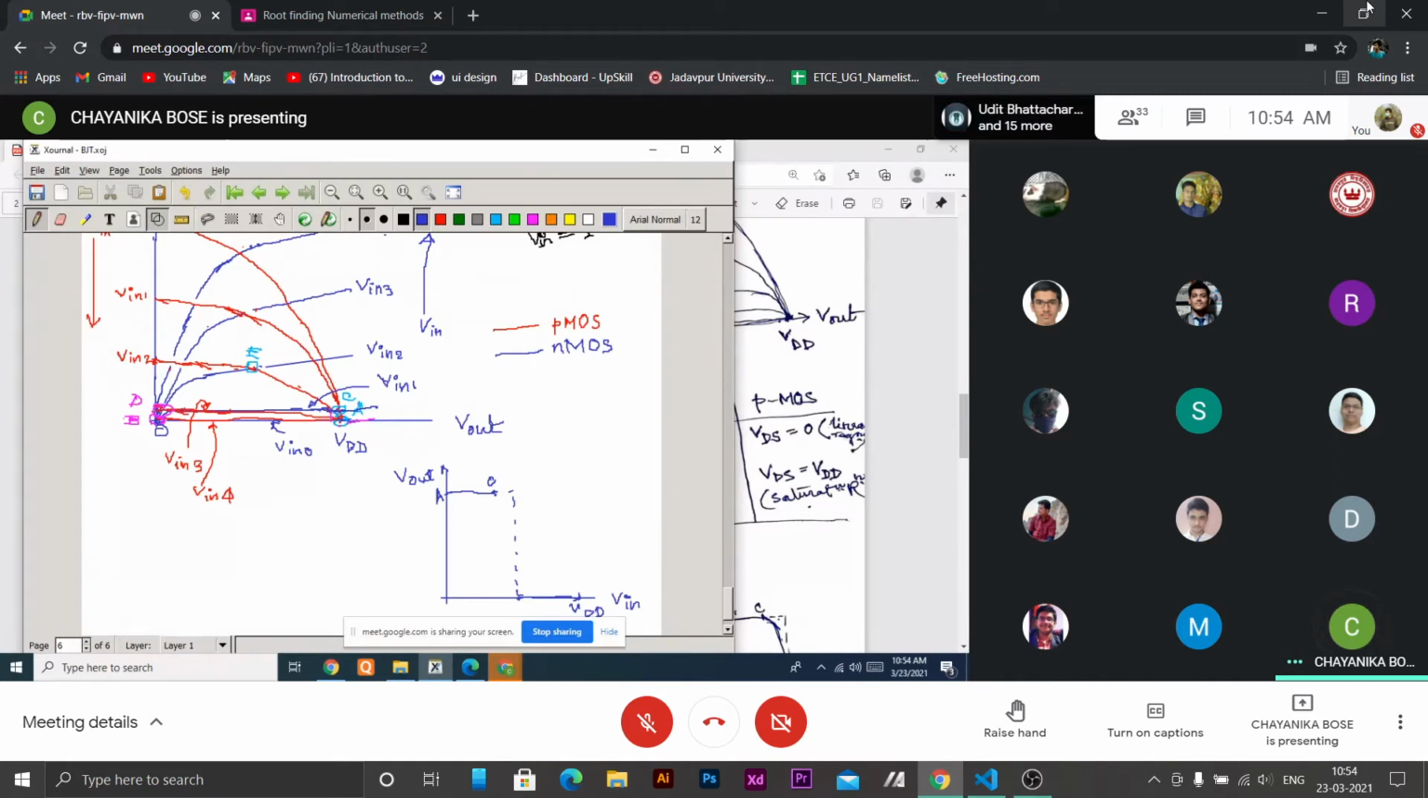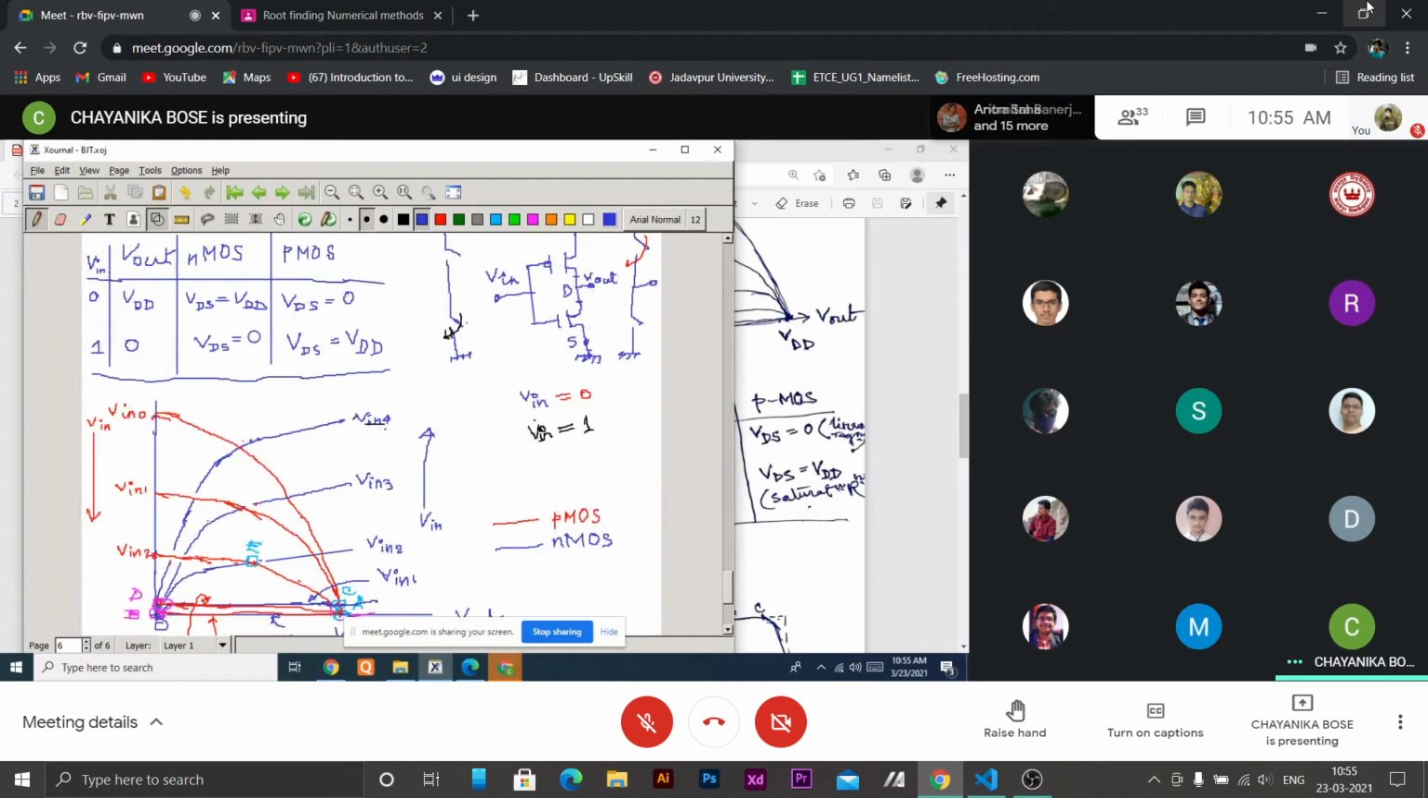Now for the other side, here V output is 0. When V output is 0, what is the condition? V output is 0. So VDS is 0 for NMOS and PMOS VDS is VDD. So this is the point.